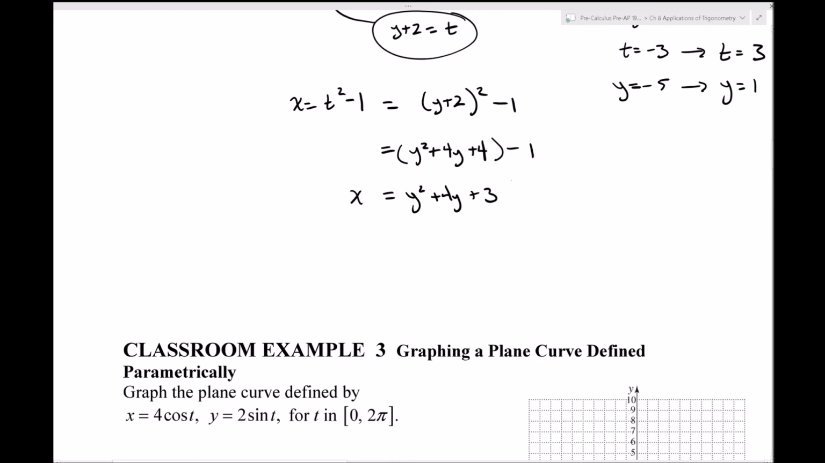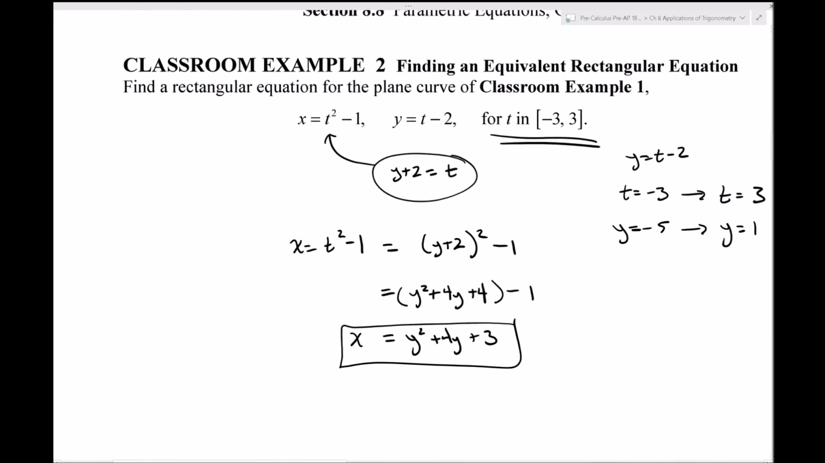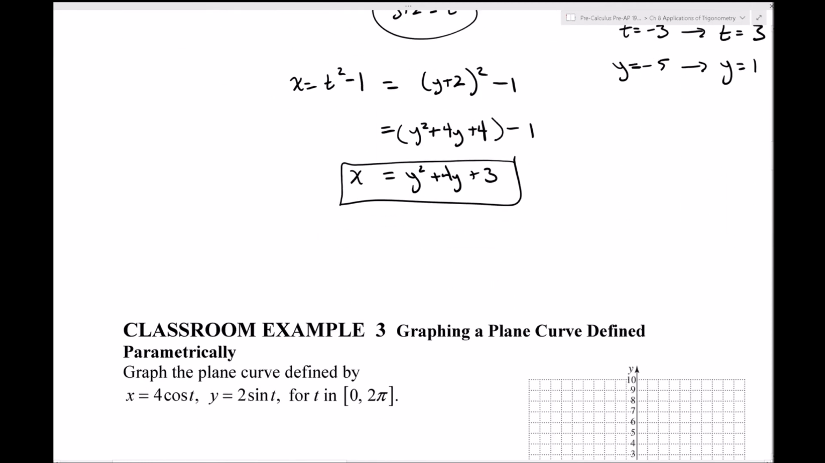But here's our equation. That's what they want. They want us to eliminate the t variable, and that's it for example 2. That's the other major skill. So then anything else after that is figuring out how to draw these curves.